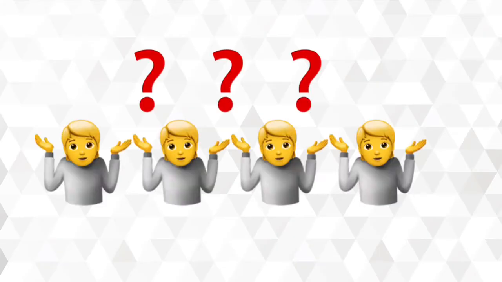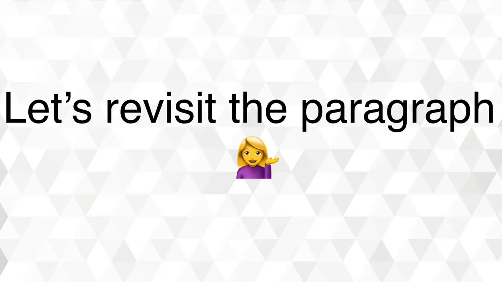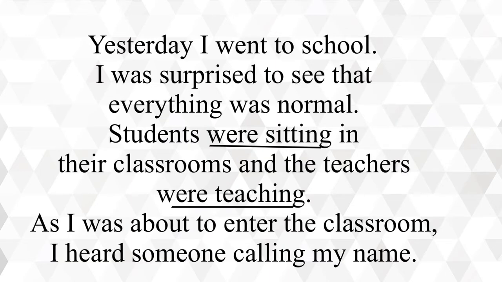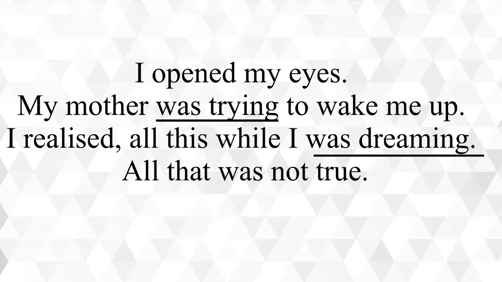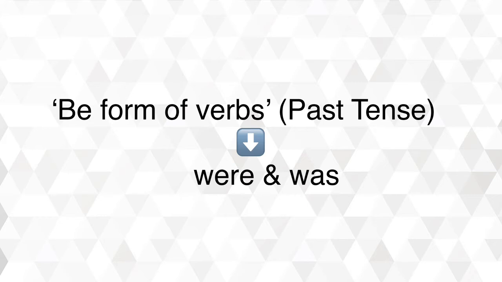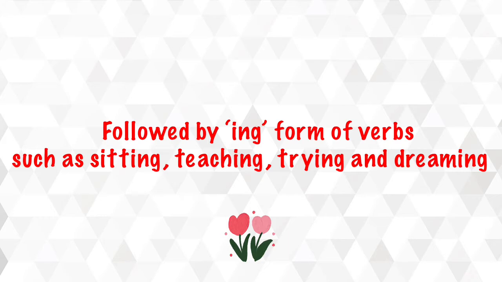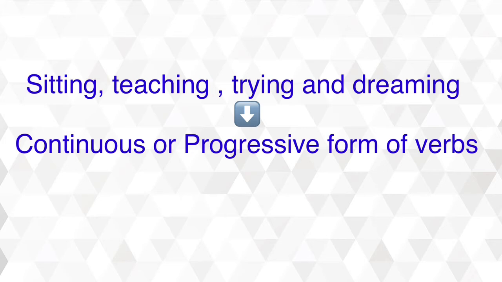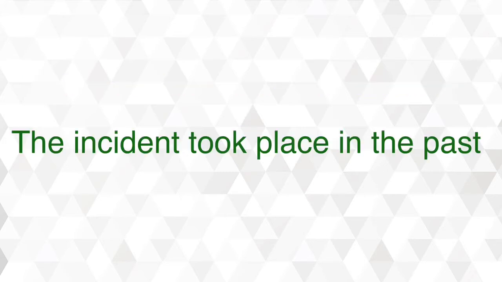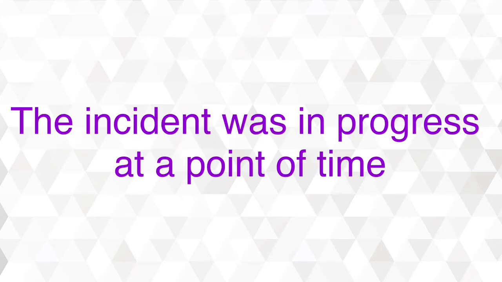Well, you must be wondering, why am I narrating this incident? Let's revisit the paragraph. Look at the underlined words. What do they suggest? Yes, you guessed it right. You can see a be form of verb in the past, that is, were or was, followed by an ing form of verb such as sitting, teaching, trying, and dreaming. These verbs are in the continuous or progressive tense. The whole incident took place in the past and it was in progress at a point of time.